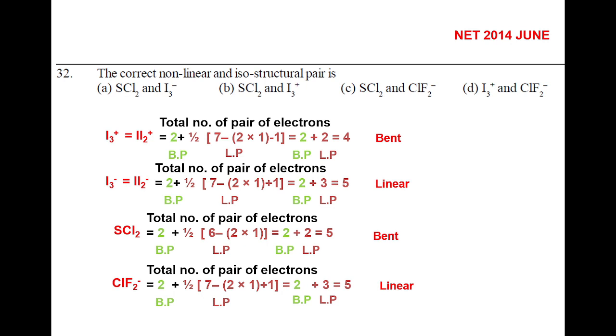If we talk about SCl2, S is in the oxygen family, so like oxygen, sulfur is the central atom. So 6 outermost electrons are present. So we'll get 2 bond pairs, 2 lone pairs, and again this is bent. If we talk about ClF2 minus, 2 bond pairs, 3 lone pairs, this is linear. So which pair is nonlinear? I3 minus and ClF2 minus are linear, so option C is cancelled, D is cancelled. So B is the right answer. Okay, B is the right answer.